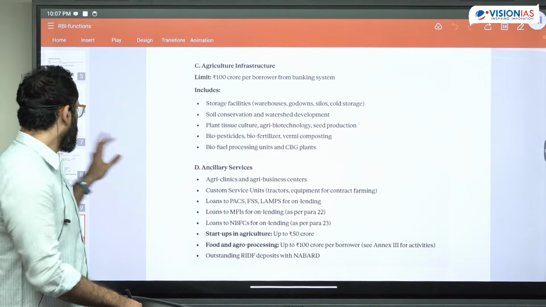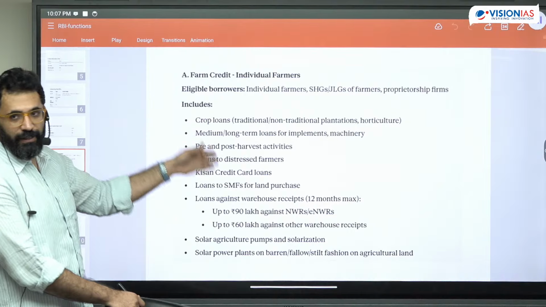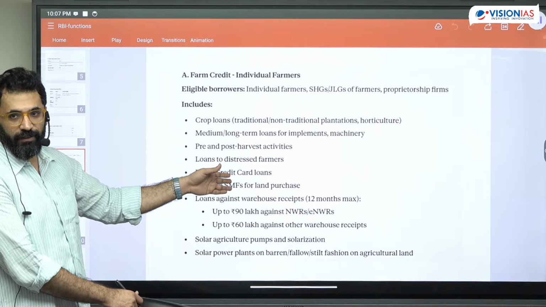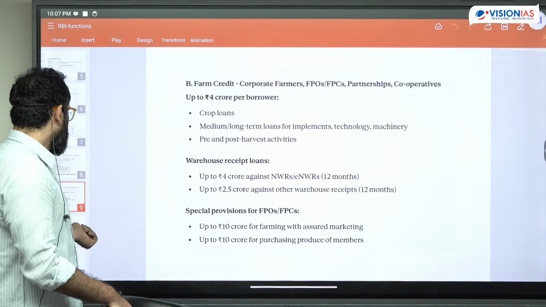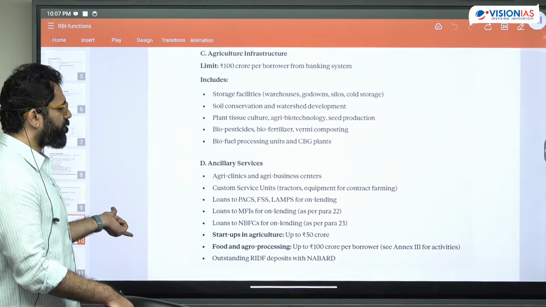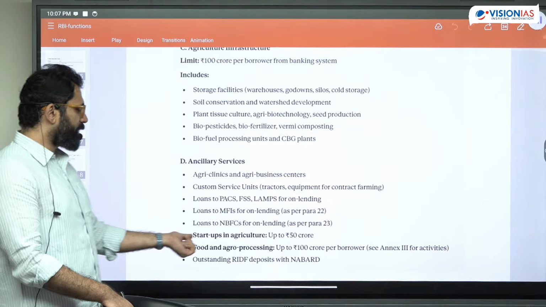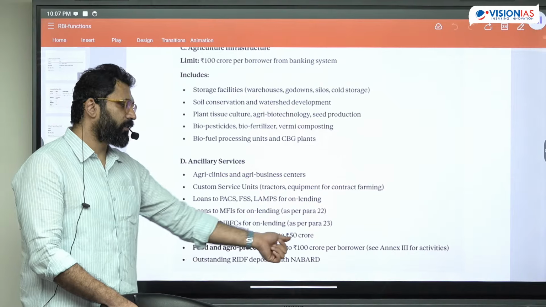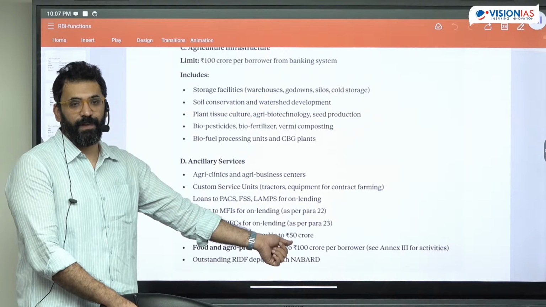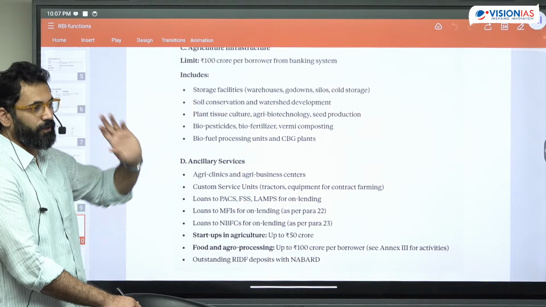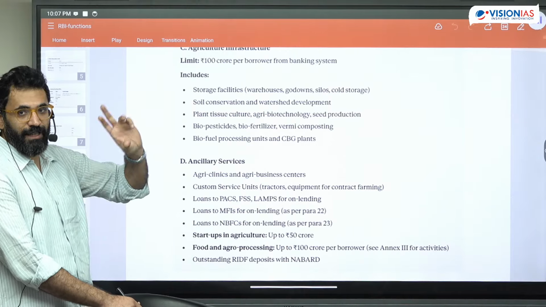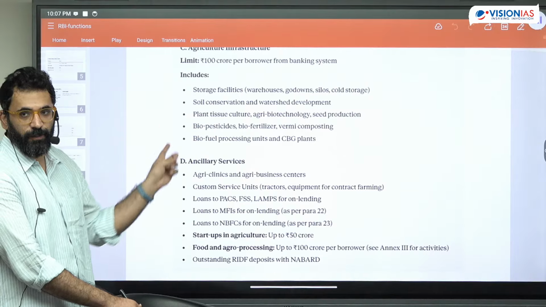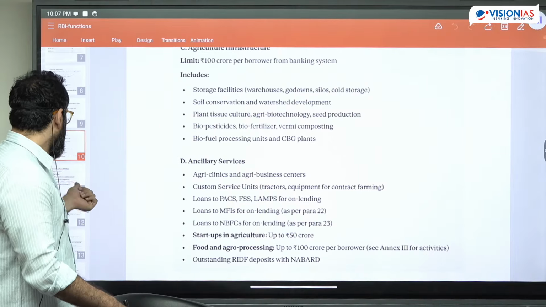This is important because these criteria you would always take a guess in the exam also, that what is allowed, what is not allowed. This is what was important, that infrastructure and ancillary activities where startups in agriculture up to 50 crores are also eligible. Food and agro processing units up to 100 crore per borrower. That means large farmers are also included for activities which seem long-term in nature. They are also part of priority sector loans.